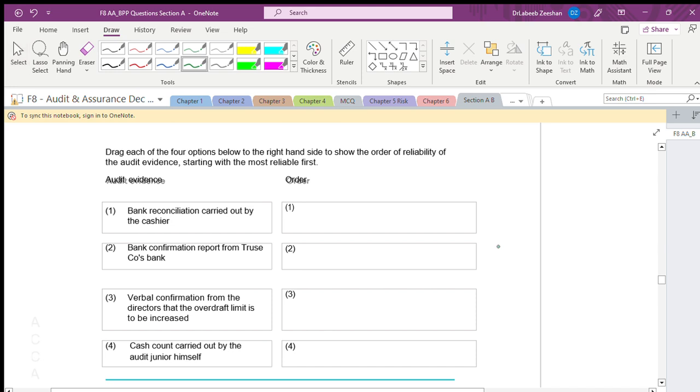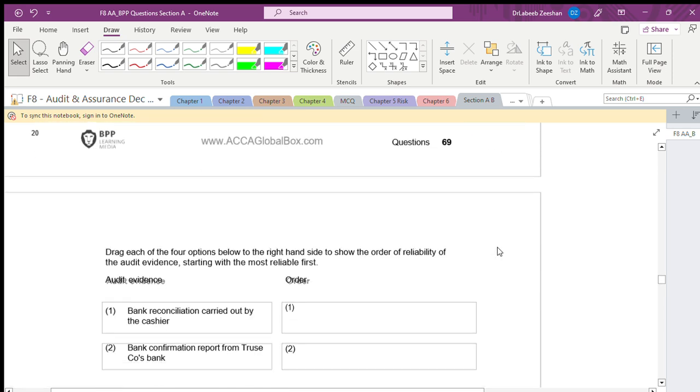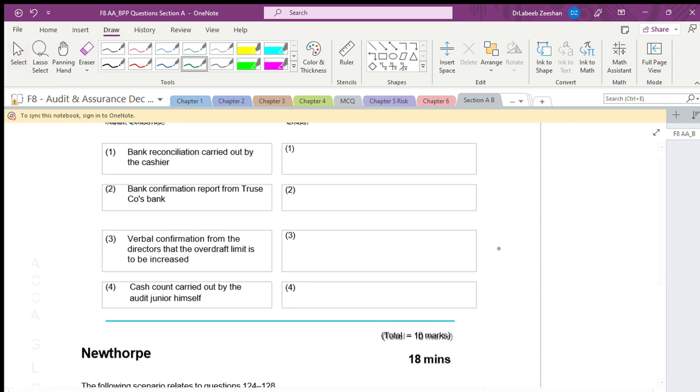Now how will it work? How is the bank reconciliation carried out? We have put the stages. The bank confirmation report from the bank is the first one; we are getting it directly from the bank. That comes to one.